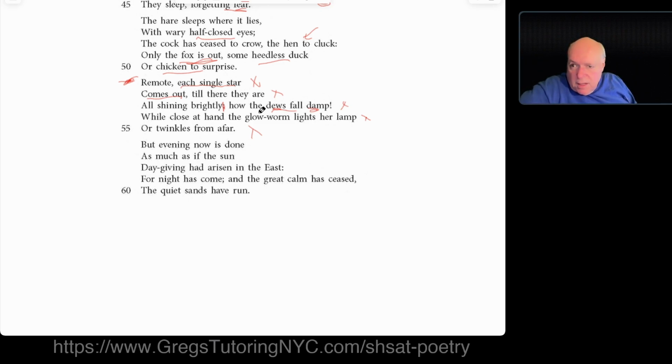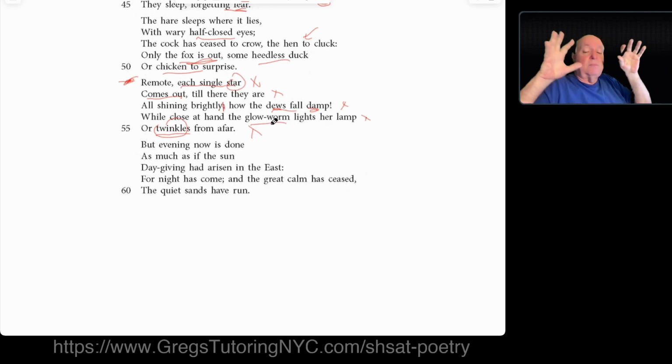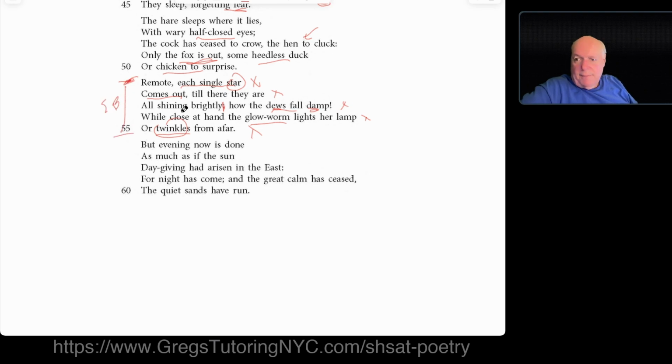While close at hand, the glowworm lights her lamp, or twinkles from afar. So the author's being cute here. They're relating a twinkling star, if you will, to the phosphorescence or whatever that the glowworm is glowing with. Okay. So the author took a little sidebar here, if you will, but there's not much really deep going on here. The author is trying to just fill up the experience of this nighttime, and it looks like it's moving toward dawn.